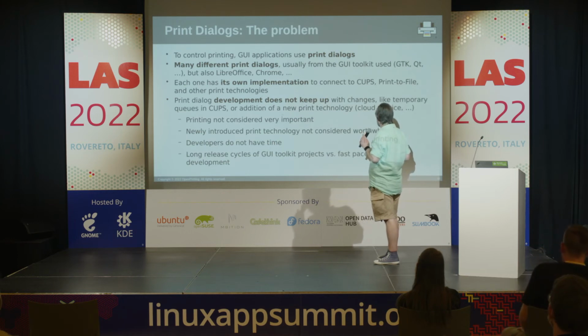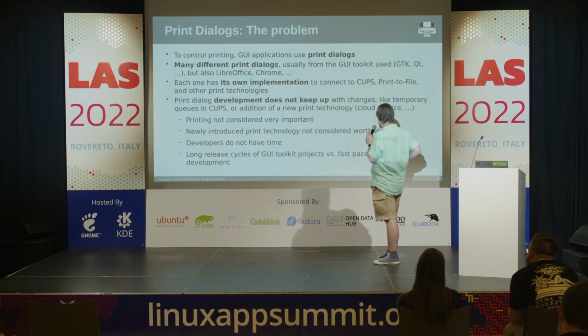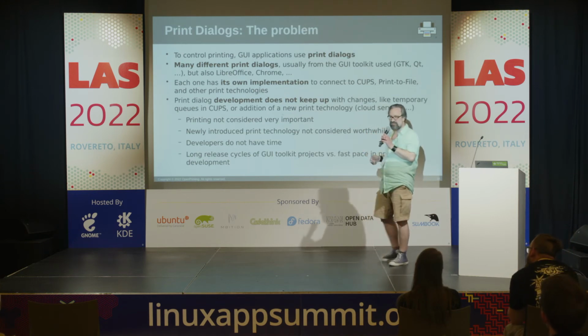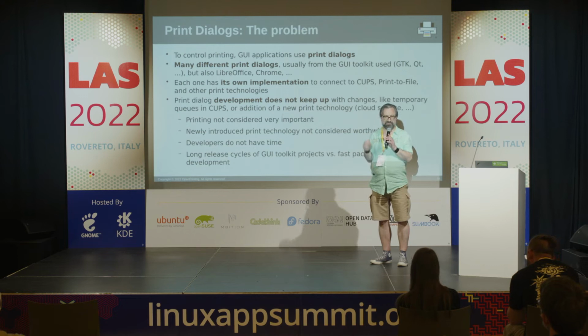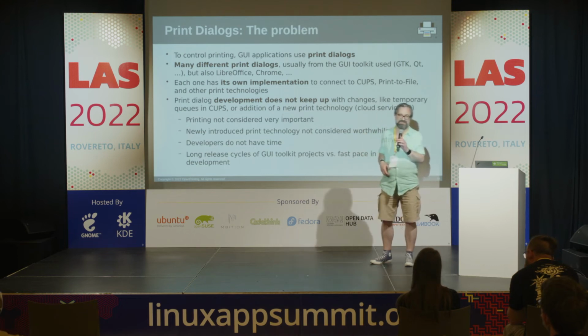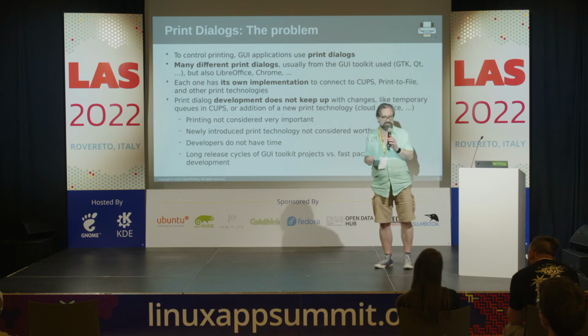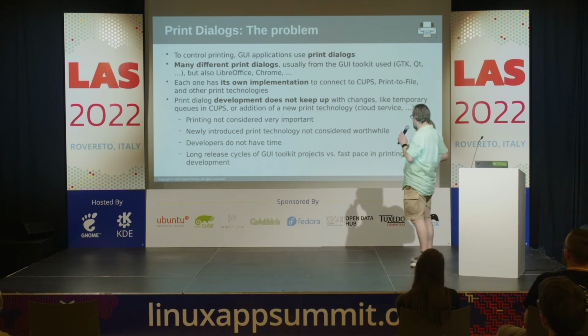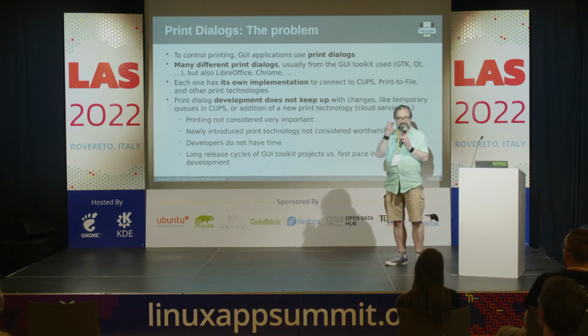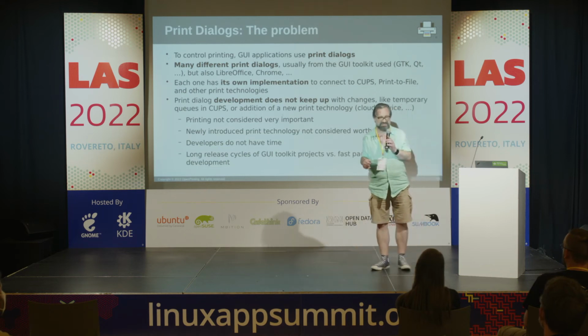We separate the support of the print technologies like CUPS or print to file or like any cloud printing service into so-called print dialog backends. And the backend supports the print technology, and is connected by D-Bus with the dialog, the front end. And so the dialog does not need anymore to take care of changes in CUPS and so on.